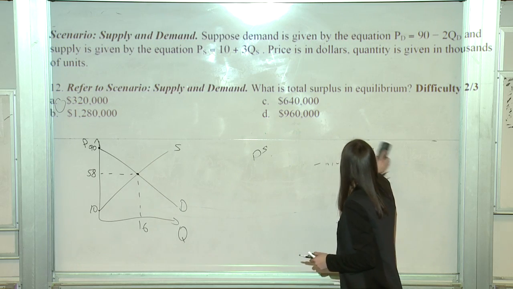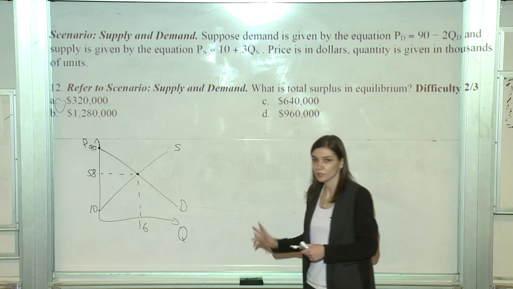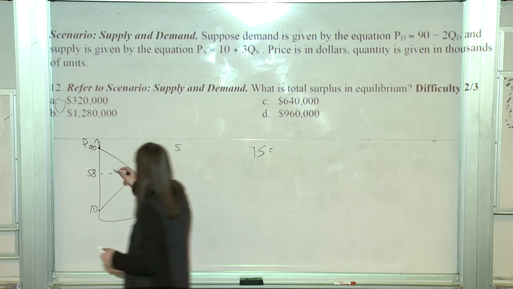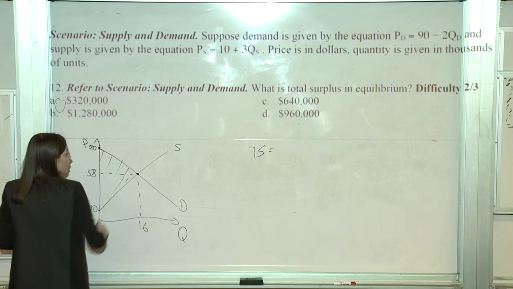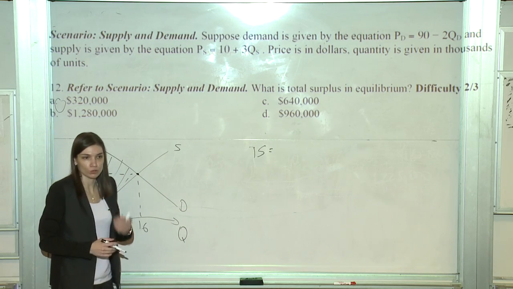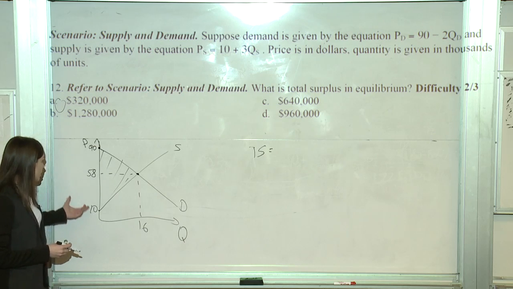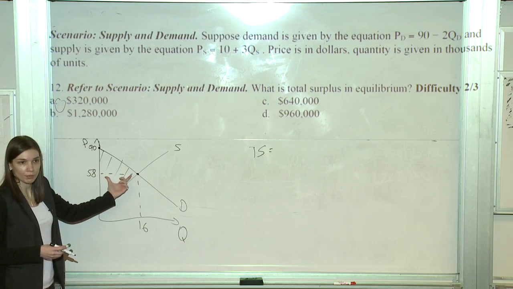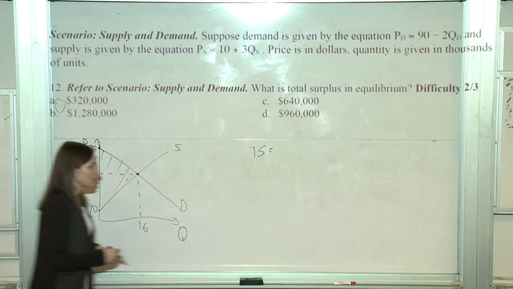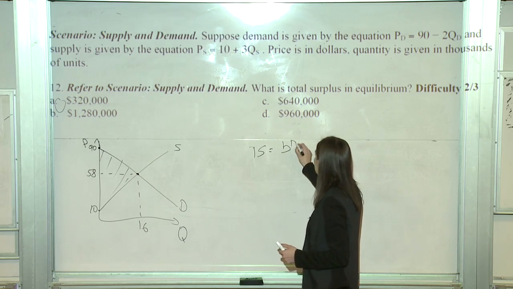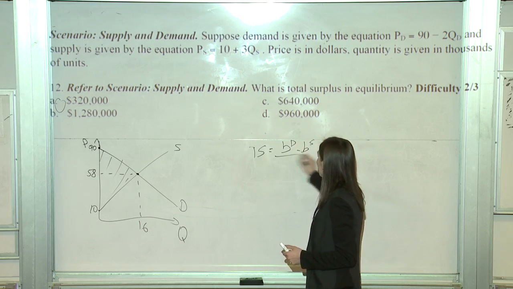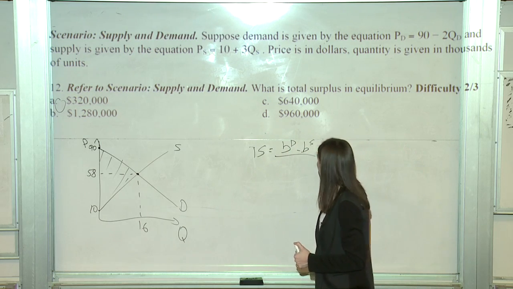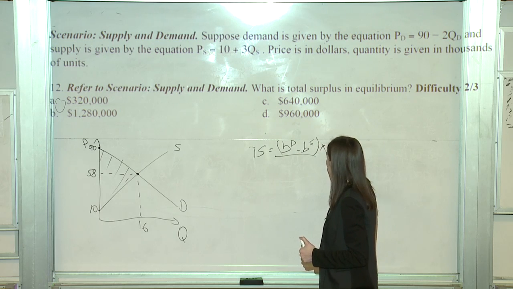What is total surplus in equilibrium? Okay, same scenario. I'm after total surplus. And total surplus would be the area of this big triangle here, right? It's the sum of producer and consumer surplus. And the area would be the base, right, times the equilibrium quantity divided by 2. So the base is the difference between the two, right? The difference between the two intercepts, the intercept of the demand and the intercept of the supply, times the quantity in equilibrium divided by 2.